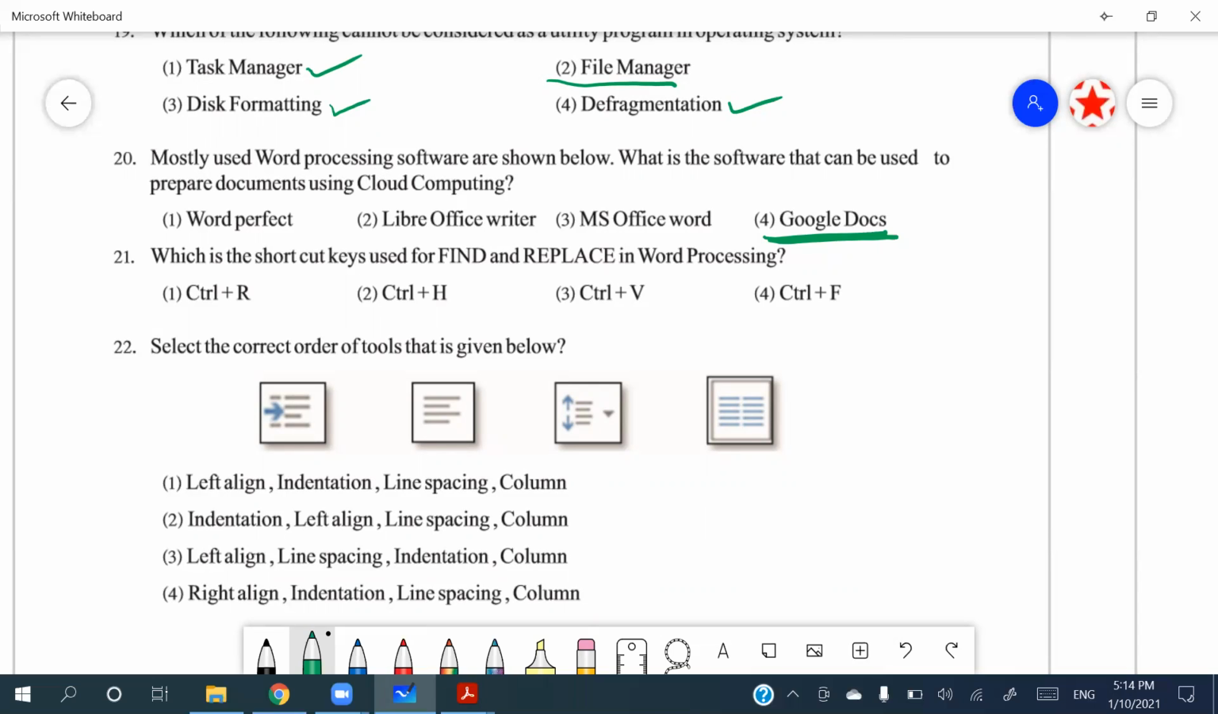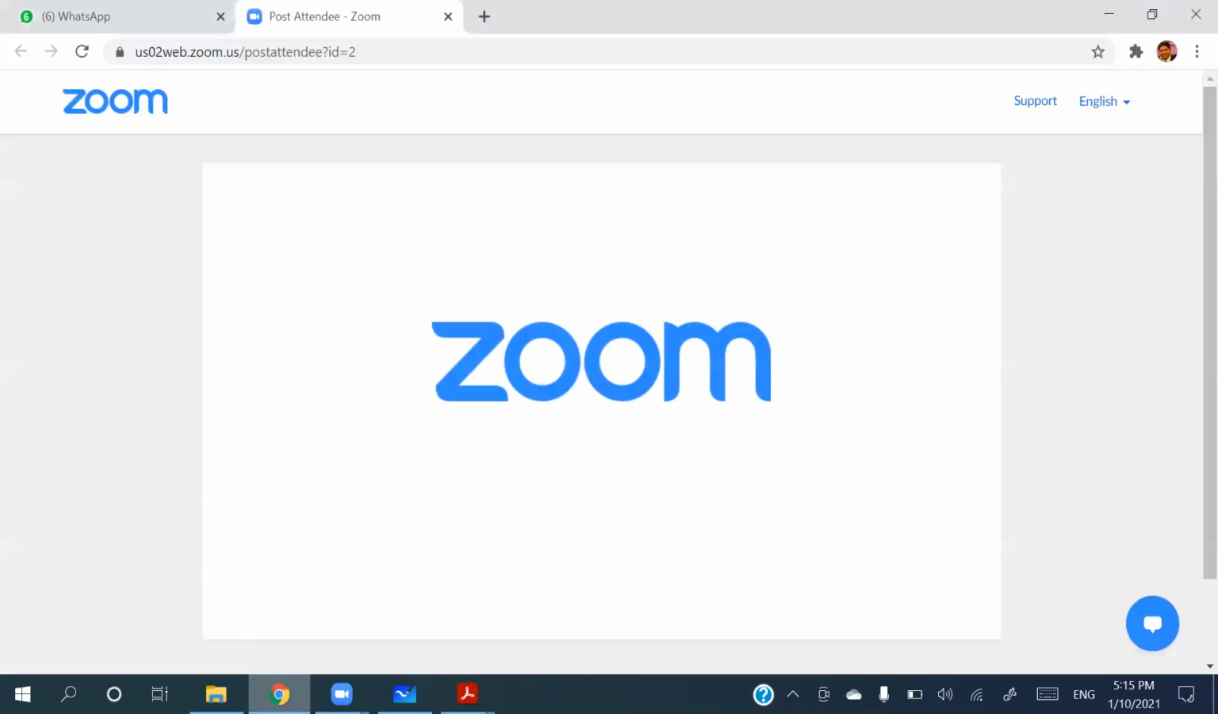Which is the shortcut key used to find and replace in word processing? So find and replace. It's better they give a couple of shortcuts, because Control F will help you to find, right? Control R helps you to right-align a line, not to replace, right? And Control V is used to paste. Control H, I really don't remember what Control H stands for. Let me check.